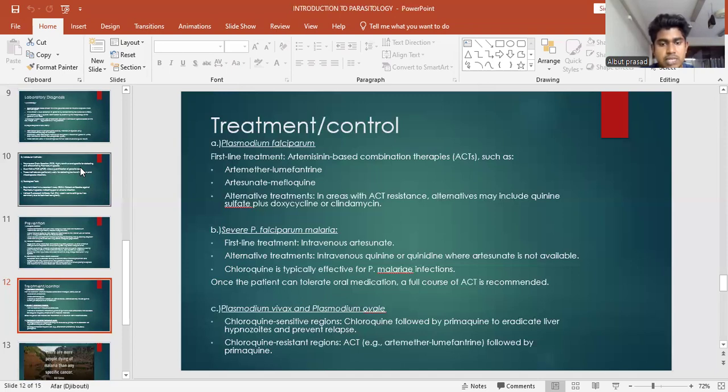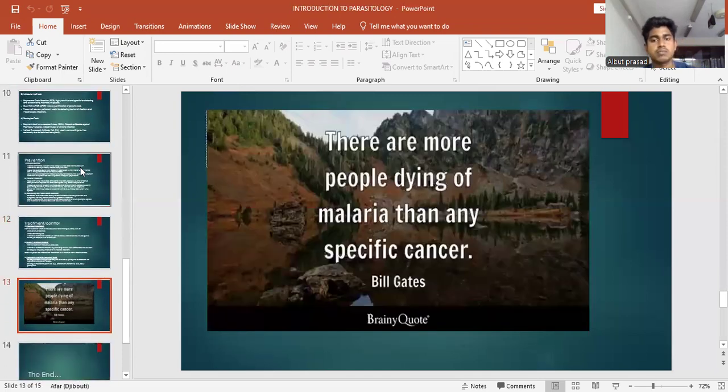Last is Plasmodium vivax and Plasmodium ovale, since they use the same method of treatment. In chloroquine-sensitive regions, chloroquine followed by primaquine to eradicate the liver hypnozoites and prevent relapse. So this will kill the spores in the liver which have been living, which have been dormant, to prevent the relapse. And in chloroquine-resistant regions, the ACT followed by primaquine.